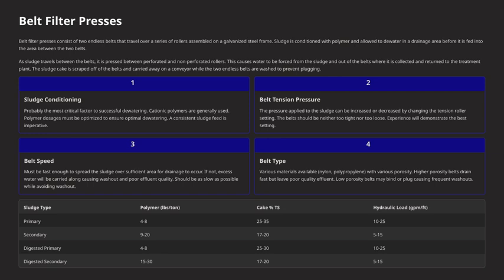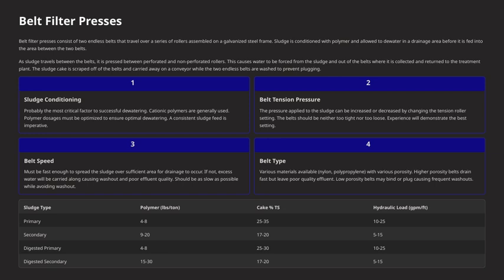Next, let's consider belt tension pressure. Adjusting the tension roller setting controls the pressure applied to the sludge. If the tension is too tight or too loose, it can affect dewatering efficiency. Finding the right tension is a matter of experience, and the goal is to set it just right for optimal pressure without damaging the belts.